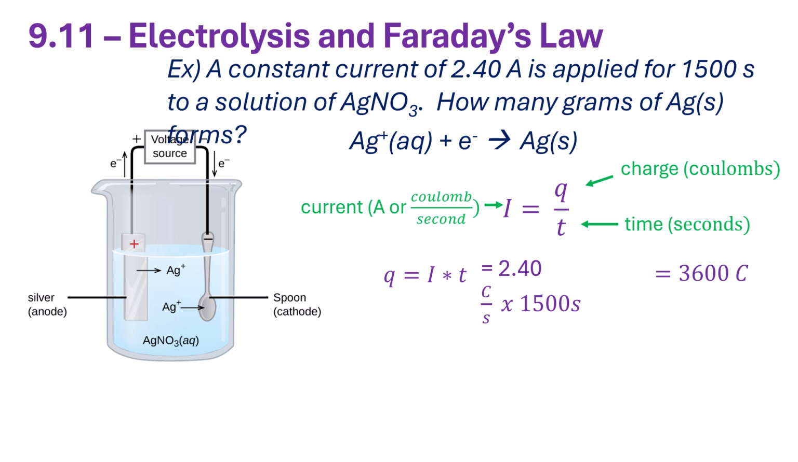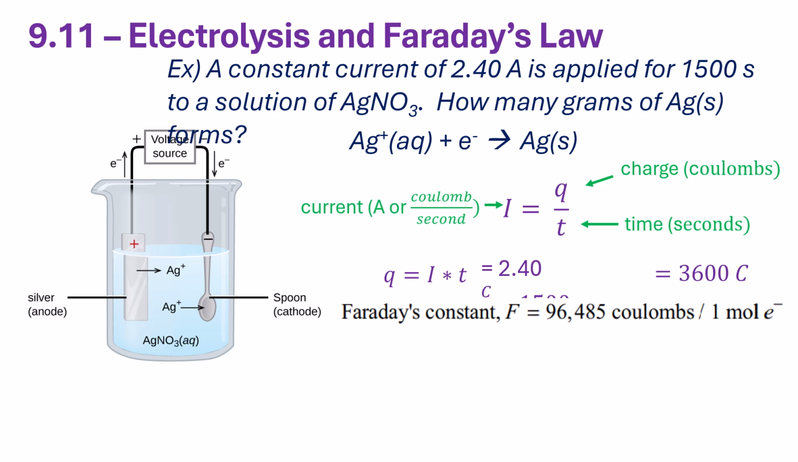Okay, now you might be asking yourself, great, 3,600 coulombs, I still don't know how to get that to grams of silver or even moles of silver. But electrons have charge, right? So if we know our total charge is 3,600, there must be a way to figure out how many electrons, or at least how many moles of electrons that would be. And luckily, you will find on your formula sheet Faraday's constant, which is literally written like this, and it tells you that it is 96,485 coulombs per 1 mole of electrons.